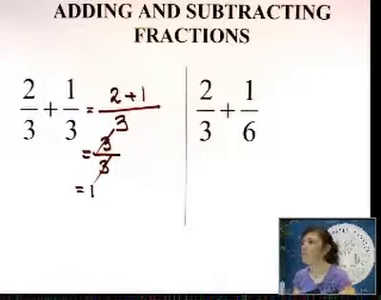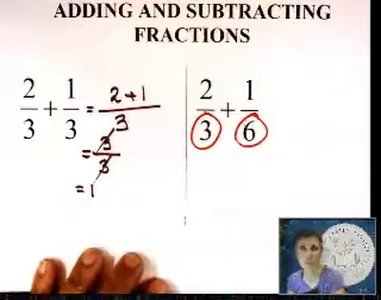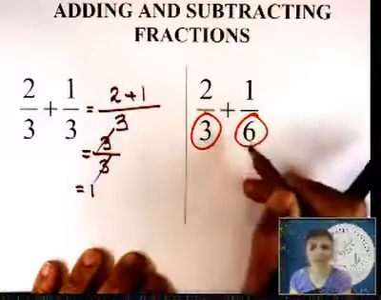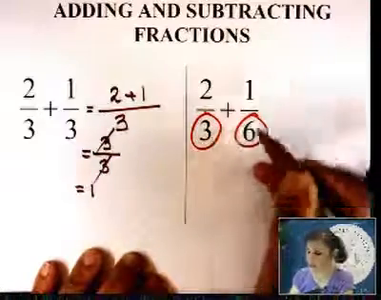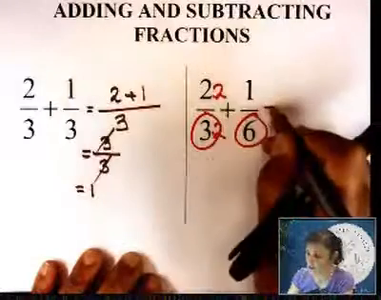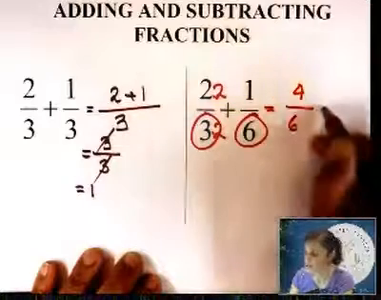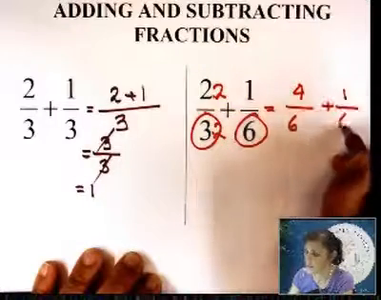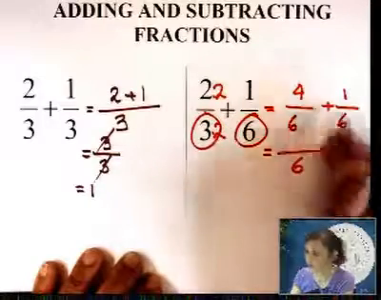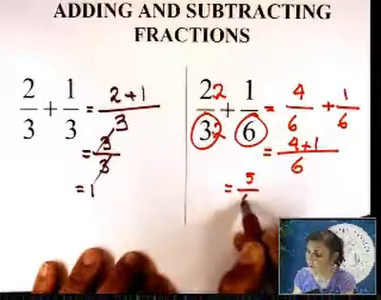How did I do it with unlike fractions? I found out what the lowest common multiple, or lowest common denominator, of the denominators is. Where do they meet? 3 and 6 meet at 6. So I multiply 3 by 2, 2 by 2, and rewrite. I have a 4 over 6, which is the equivalent fraction of 2/3, plus 1 over 6. And now they are like fractions. What you do is leave the denominator alone, add the top, and you're going to write 5 over 6.